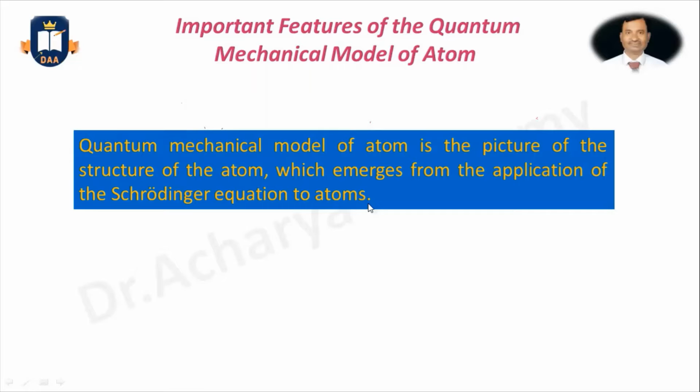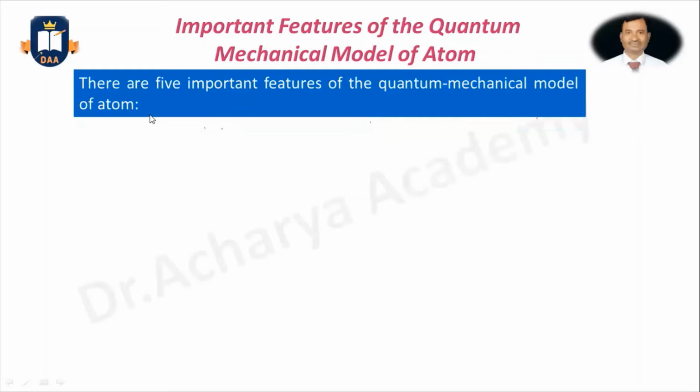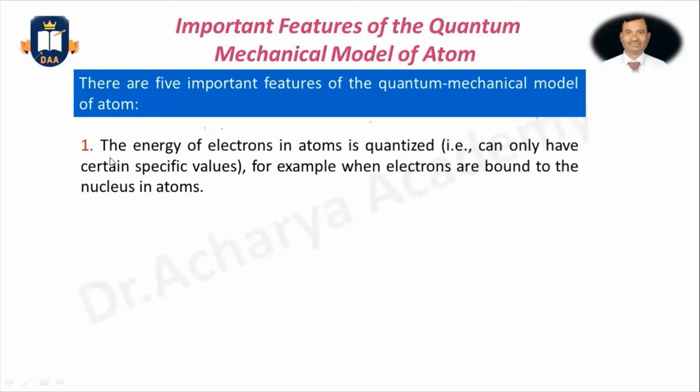But we should know the important features of this quantum mechanical model of atoms, which was derived from the Schrödinger equation. I told you that there are 5 important features of this quantum mechanical model of atoms. So I'll describe them now one by one. Number 1, the energy of electrons in atoms is quantized.